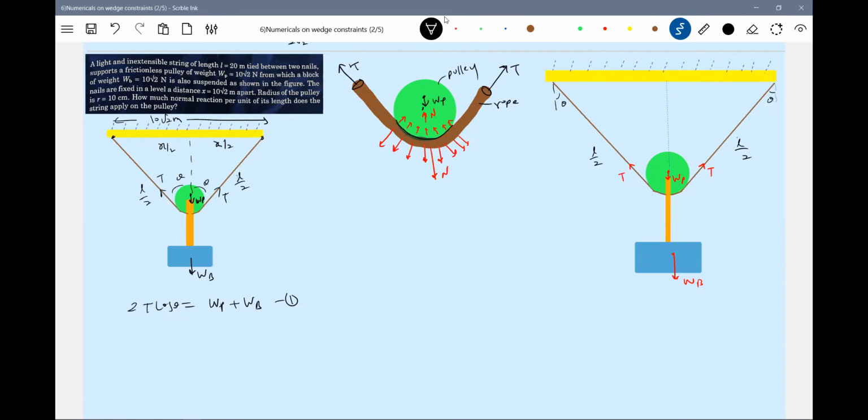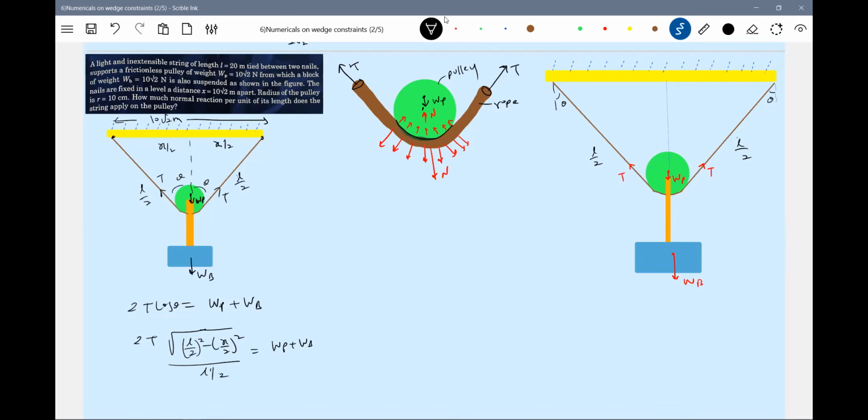Now, how to manage after this? Okay, I think for first year, let me do this one. Cos theta: what is cos theta? We can write root of (L/2) whole square minus (x/2) whole square, by L/2. Please look at the diagram. This should be equal to weight of the pulley plus weight of the block. Okay, further, let's solve this.